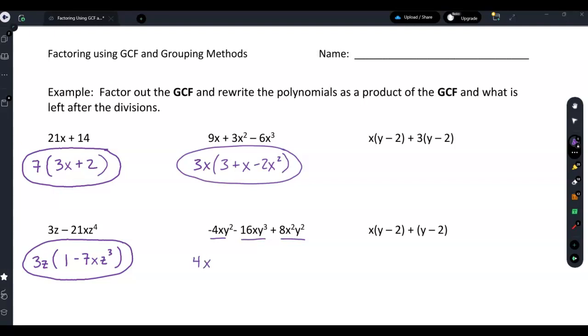And in terms of my y's, they actually all have at least two y's in common. Because I've got y squared, y cubed, and y squared. So I would pick the smallest of those. All right, but this is not quite done.